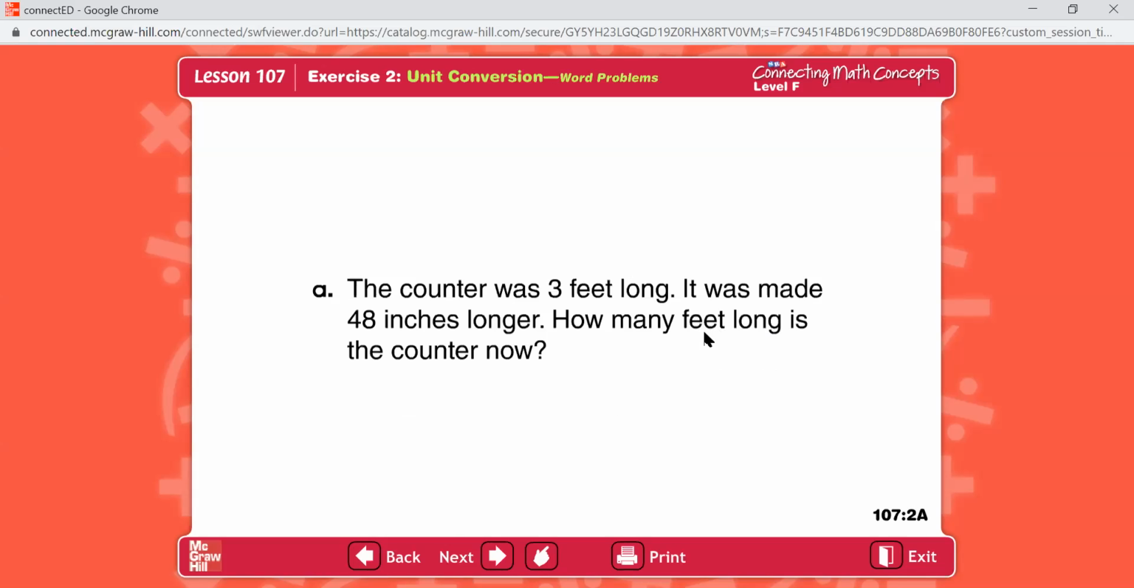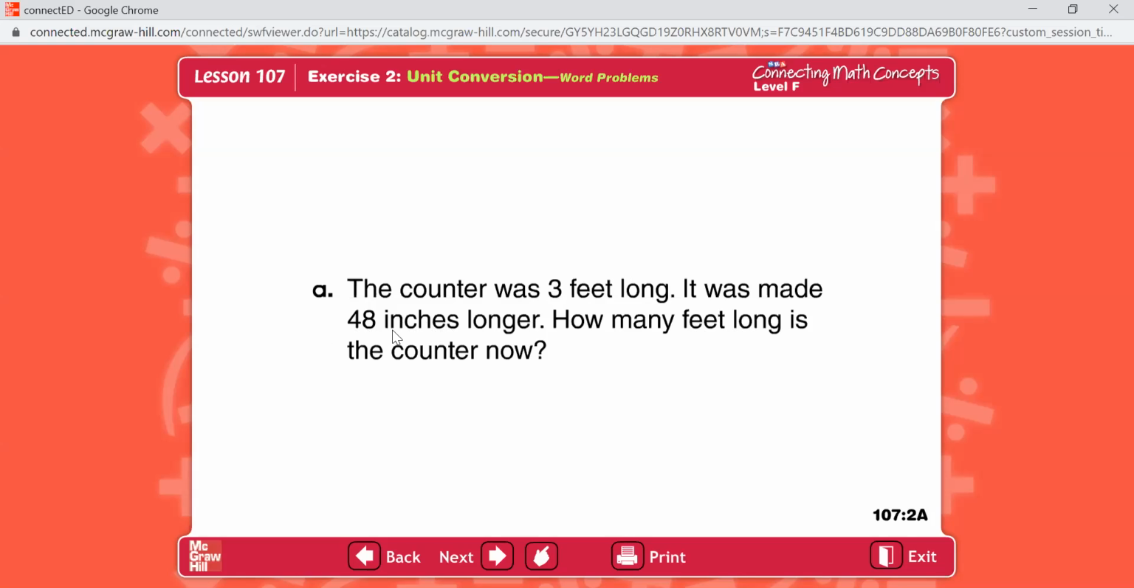And we're going to change inches right here into feet. It starts with feet right here. It says we added 48 inches to it, but it wants to know how many feet in all now. So we need to change inches into feet.